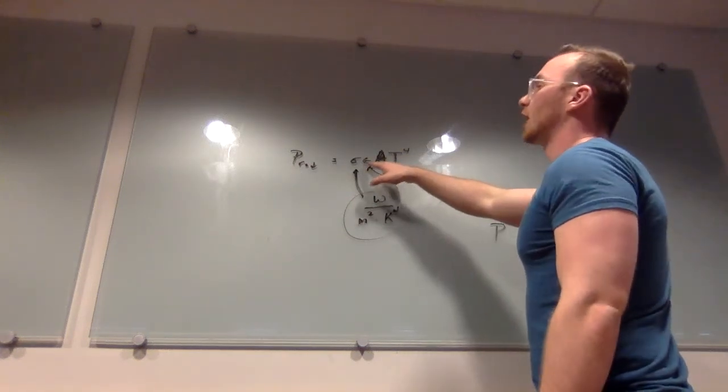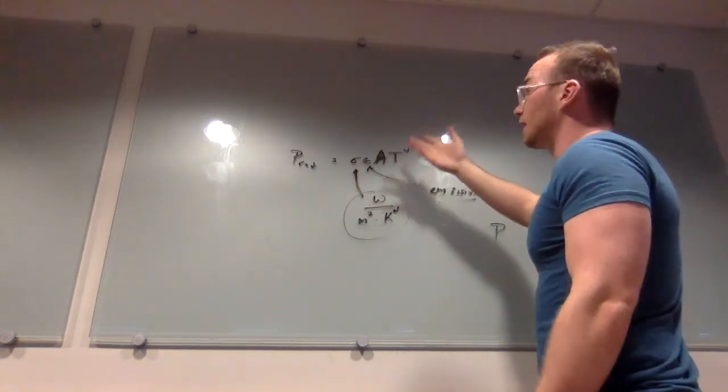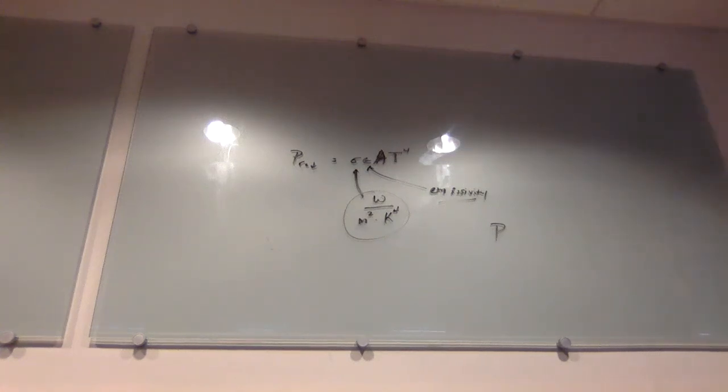Anyway, that's not going to be 0. A is always positive unless there's something there. Exactly, something there. And then T to the 4th is clearly always positive. It's never negative, of course. So P is always going to be positive.